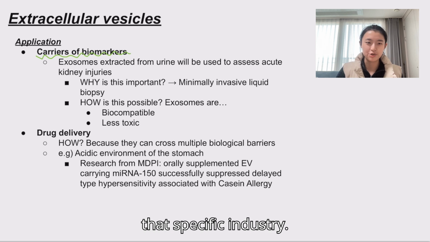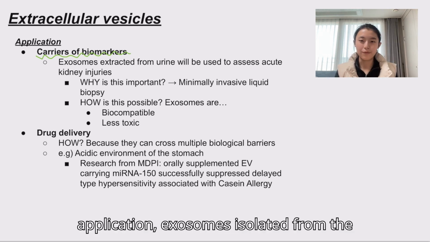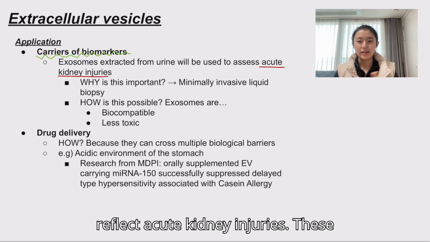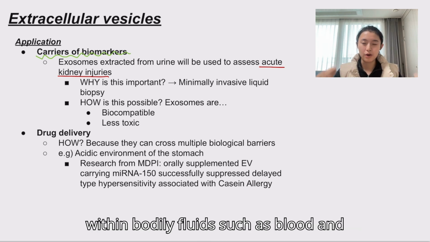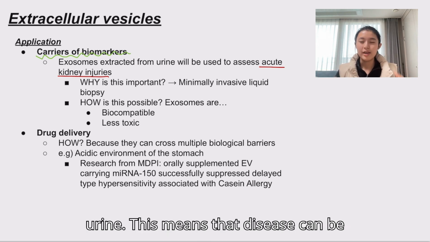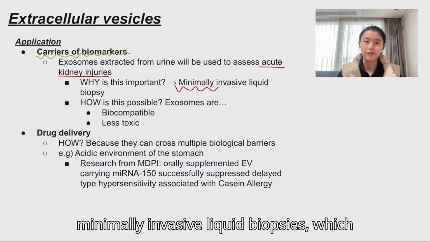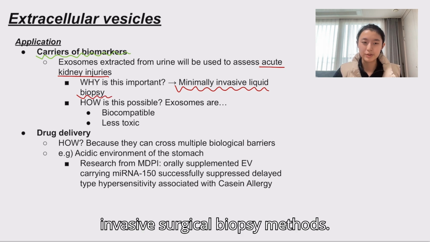in that specific industry. Now, to give you an example of their application, exosomes isolated from the urine have demonstrated their ability to reflect acute kidney injuries. These exosomes hold great potential for the diagnostic industry because they're found within bodily fluids such as blood and urine. This means that disease can be diagnosed and even monitored through minimally invasive liquid biopsies, which completely eliminates the need for invasive surgical biopsy methods.